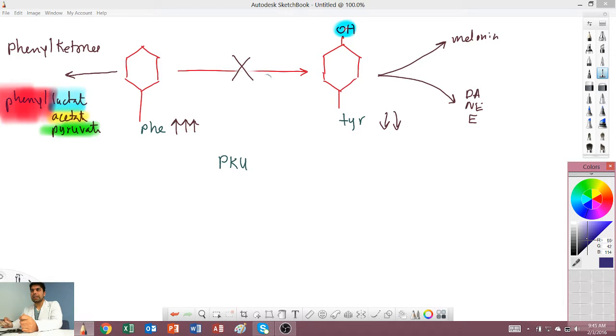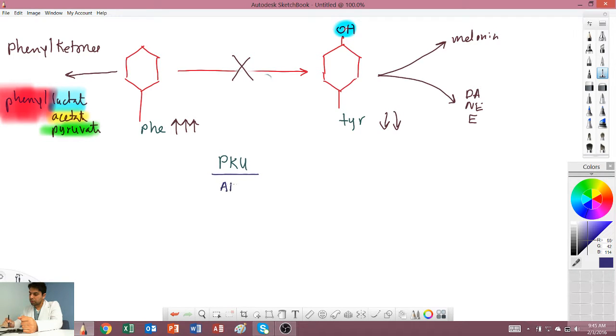First, we need to know PKU is deficiency of phenylalanine hydroxylase. And if it's phenylalanine hydroxylase deficiency, it's an enzyme. All enzyme deficiencies are inherited in which fashion? Recessive fashion. In this case, it's in the autosome, so it's an autosomal recessive disease. So PKU, number 1, is an autosomal recessive disease. When you don't have this enzyme, there will be accumulation of phenylketones. And these phenylketones can be measured in urine. You can measure them in urine. That's why it's known as phenylketonuria.